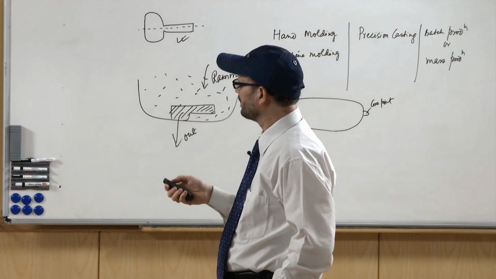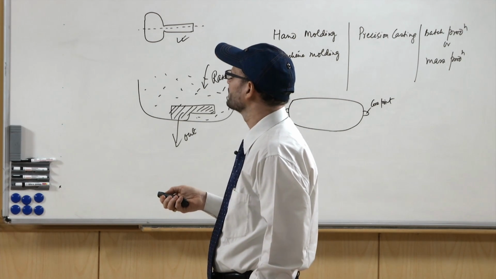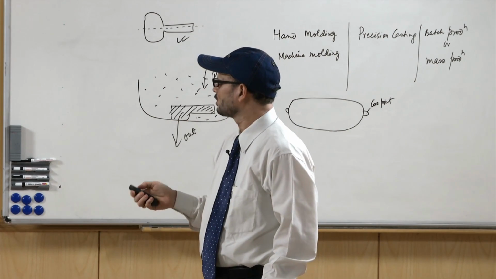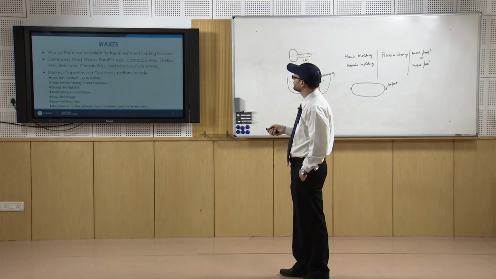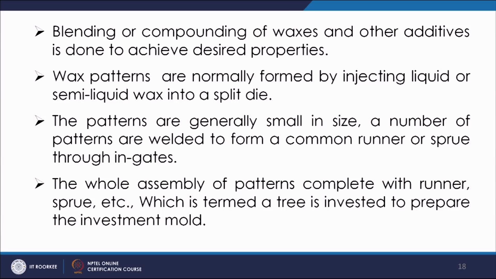So, the commonly used waxes are paraffin, carnauba, shellac, ceresin and microcrystalline wax, and the most important properties are: low ash content, better tensile strength and hardness, good wettability, resistance to oxidation, low shrinkage, low melting point and resistance to the primary coat material, because we are first of all going to go for the primary coat. Blending of waxes is done by making additives and gives special qualities to the wax.